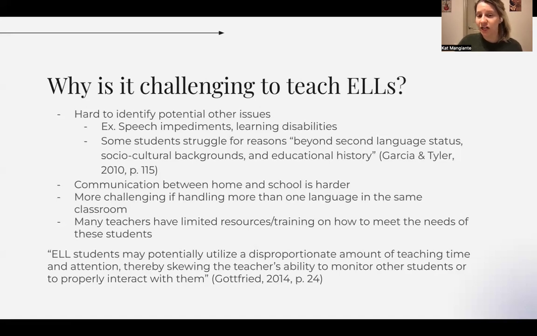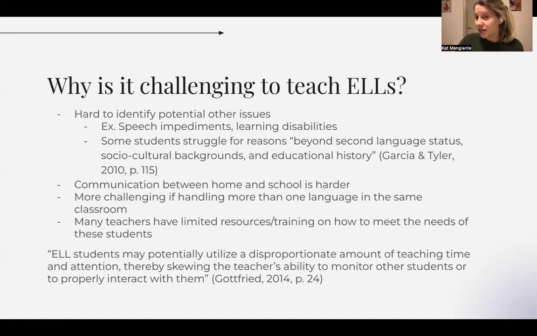Additionally, it's more challenging if you're handling more than one language in the same classroom. Last school year, I had three languages in my classroom. I had Portuguese, Vietnamese, and Korean. And two of those students were at very, very early stages of learning English. I had one iPad to share between the three students. That made it really hard to teach them all the time. I was very reliant on translating things into Vietnamese and Korean and Portuguese for those students.